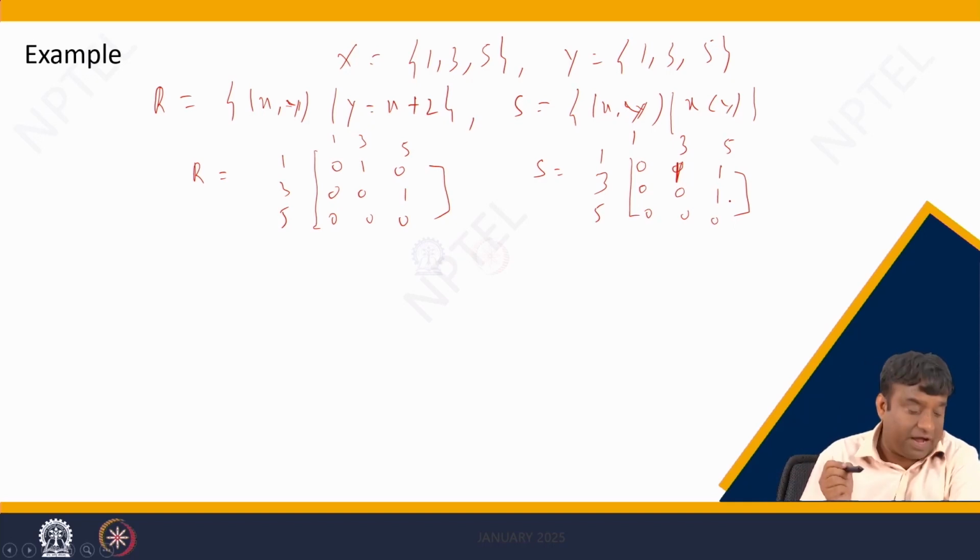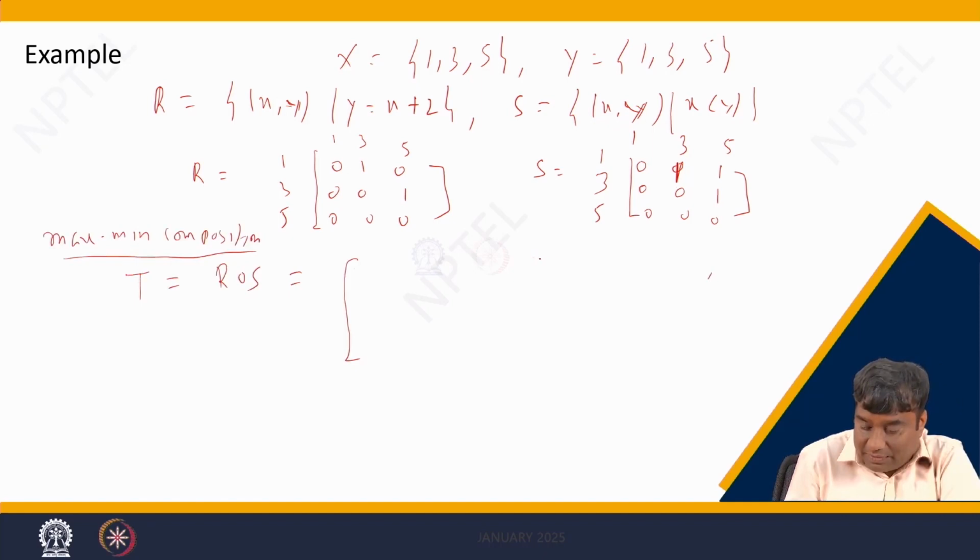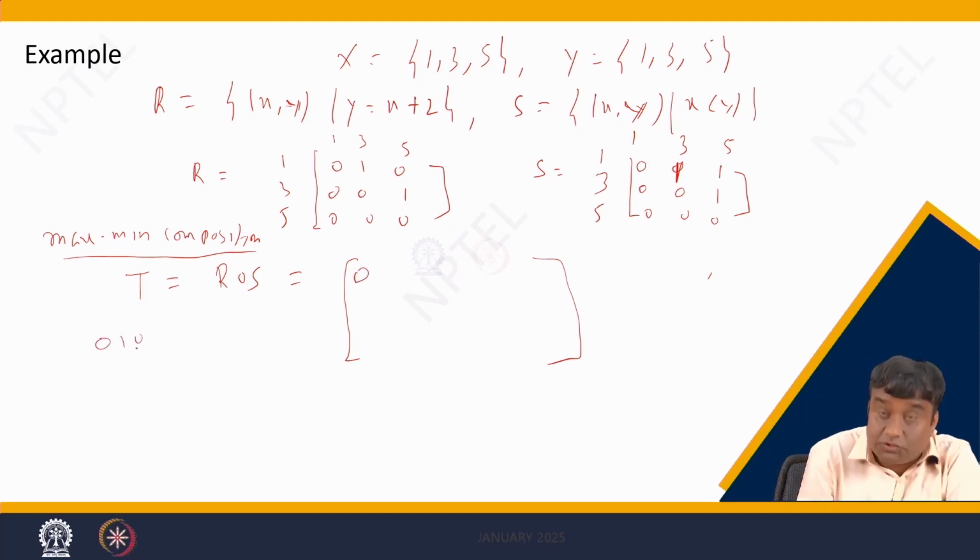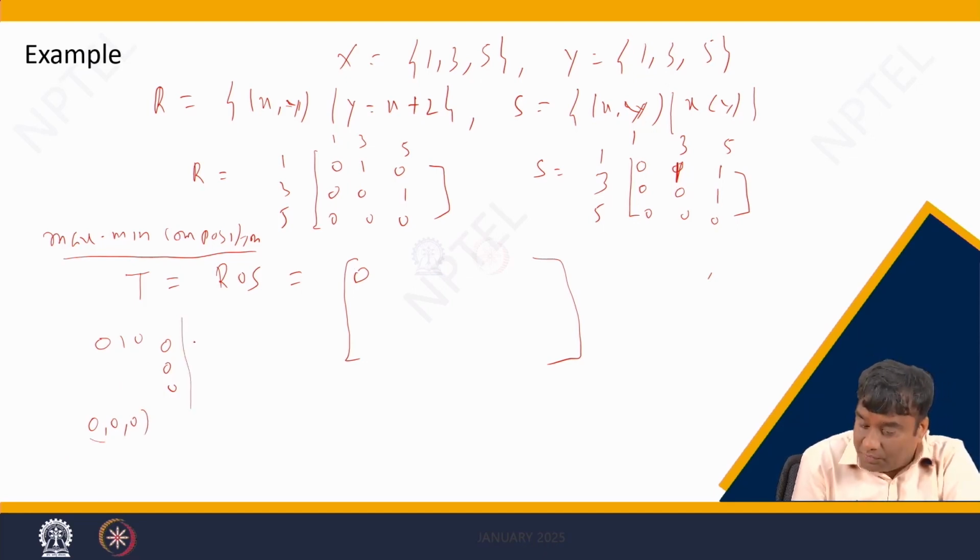So now we need to find the max min T equal to R compose S, like a matrix multiplication. So first you compare the first row and the first column. Try to understand: first row, first column, 0 0 0. So compare between these two. So minimum is 0 0 0. So this is first row, first column, this is 0. Similarly, first row and second column, this is also 0.